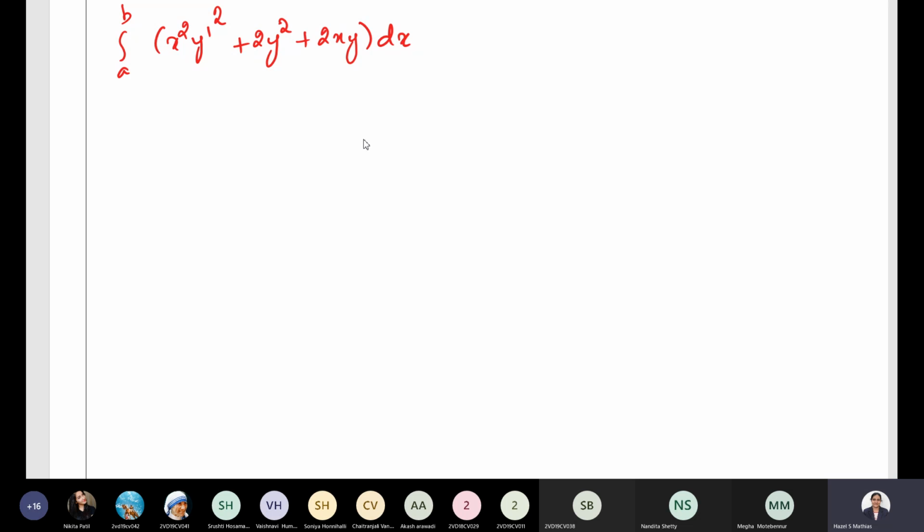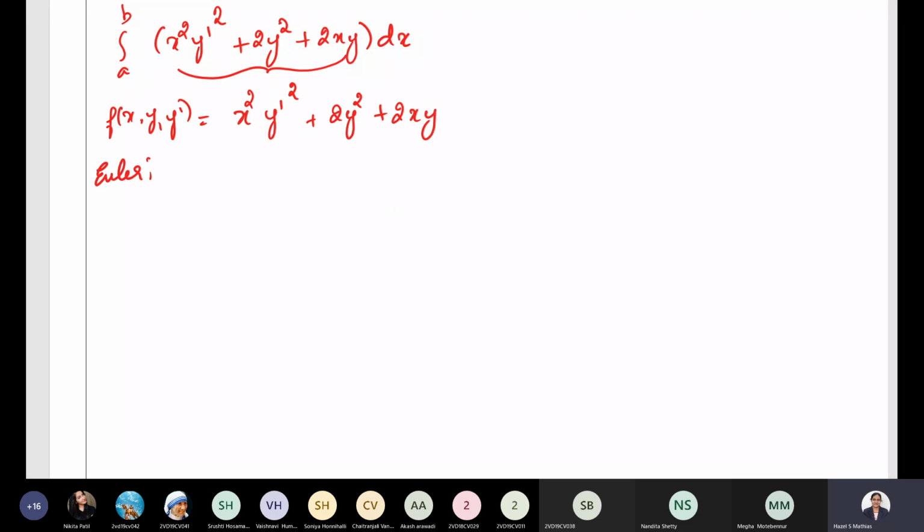For that, we take the given function f(x, y, y'), that is x² y'² + 2y² + 2xy. This is the function which is given to us. Next we apply Euler's equation. What is Euler's equation? It is ∂f/∂y minus d/dx of ∂f/∂y'. Easy to remember.